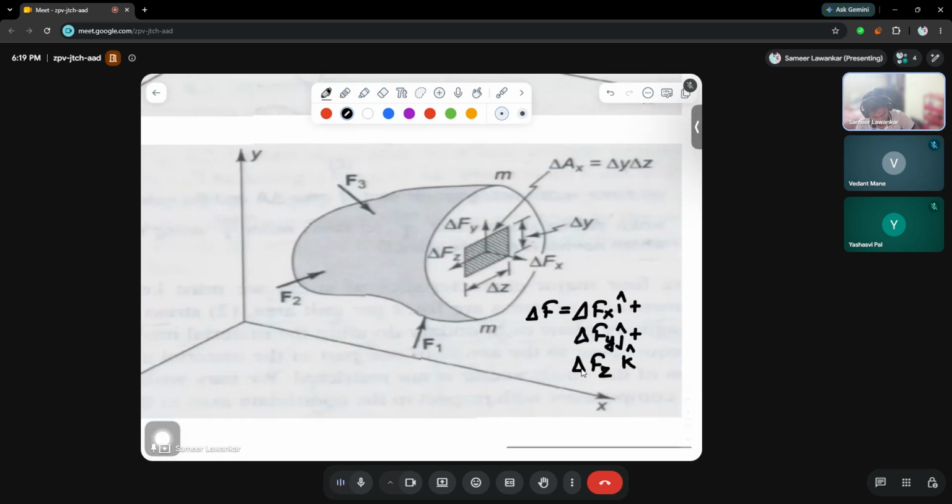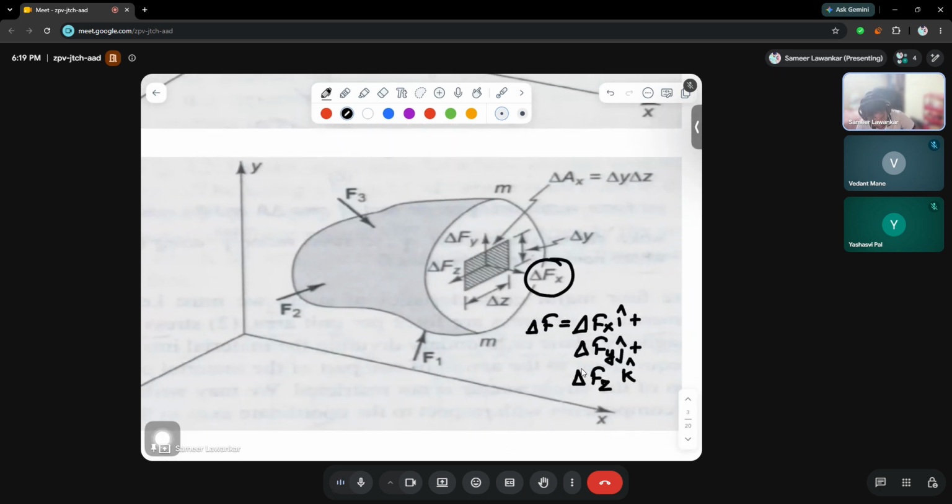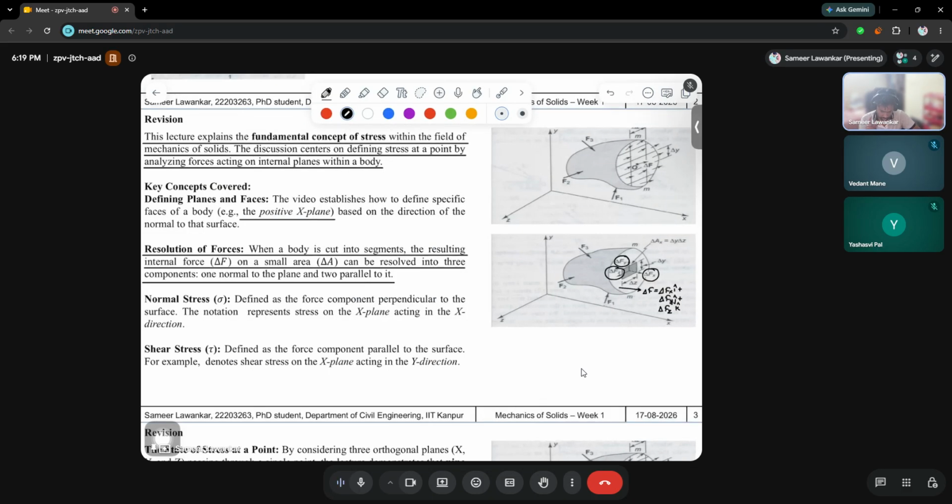So as you can see clearly, this delta Fx is basically perpendicular or normal to the plane, and delta Fy and delta Fz are basically parallel to the plane. Okay. After the resolution, we basically understand two different terminologies. One is called normal stress. As the name suggests, normal stress is acting normal to the surface. Shear stresses are the stresses which are applied parallel to the surface.